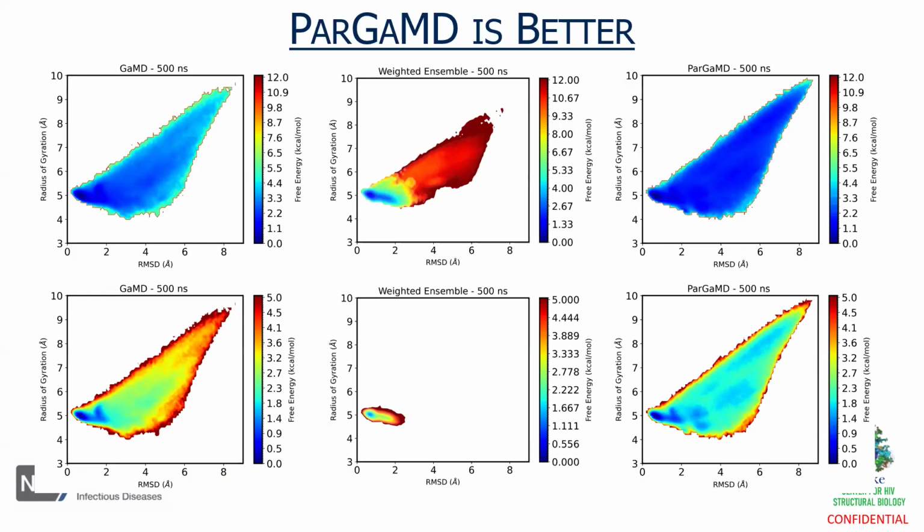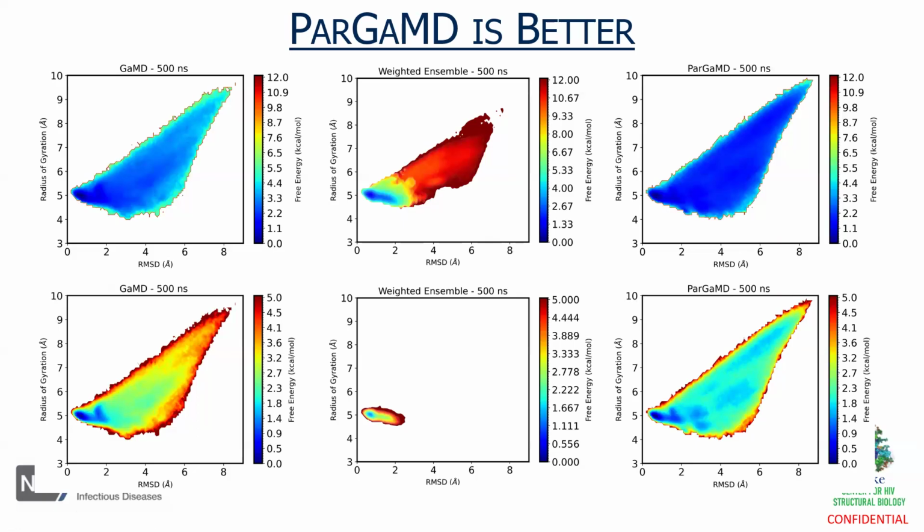I also ran a parallel weighted ensemble and GAMD simulation with the same parameters. We can see that weighted ensemble is not good at all, especially when we truncate the energies to 5 kilocal per mole, where we actually see the transition states. There's absolutely nothing in weighted ensemble. And in GAMD, the exploration of the higher RMSD and RG regions is incomplete because the transition states are still not identified after 500 nanoseconds. Whereas in ParGaMD, by 500 nanoseconds, you get a very good lay of the land. These are the places where the transition states for Chignolin occur.